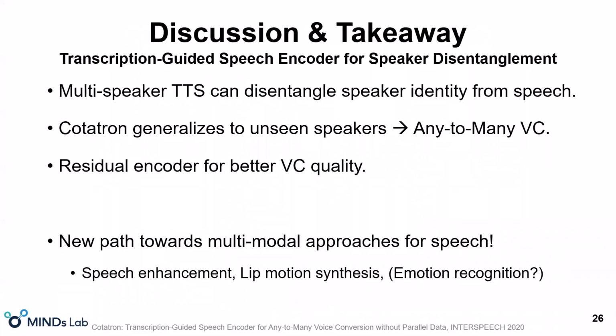Our main takeaways are as follows. The multi-speaker TTS can be exploited to disentangle speaker identity from speech. The speaker encoder was added on the Kotatron 2 decoder to make Kotatron generalize to unseen speakers, which makes any-to-many voice conversion possible. Also, the residual encoder was proposed for better conversion quality.